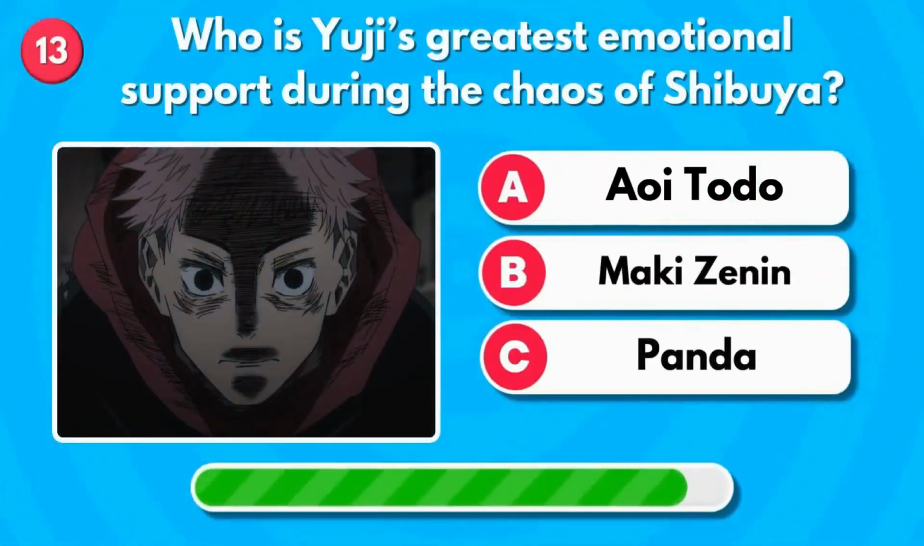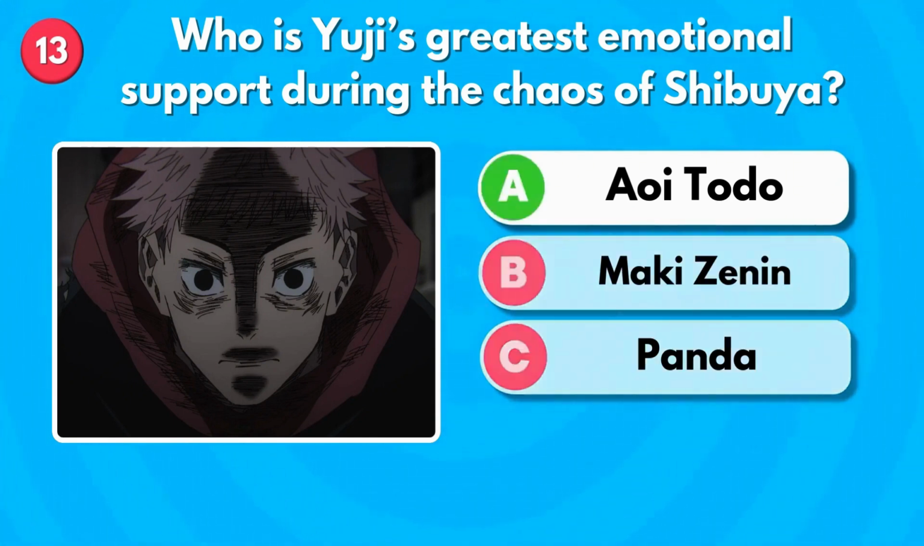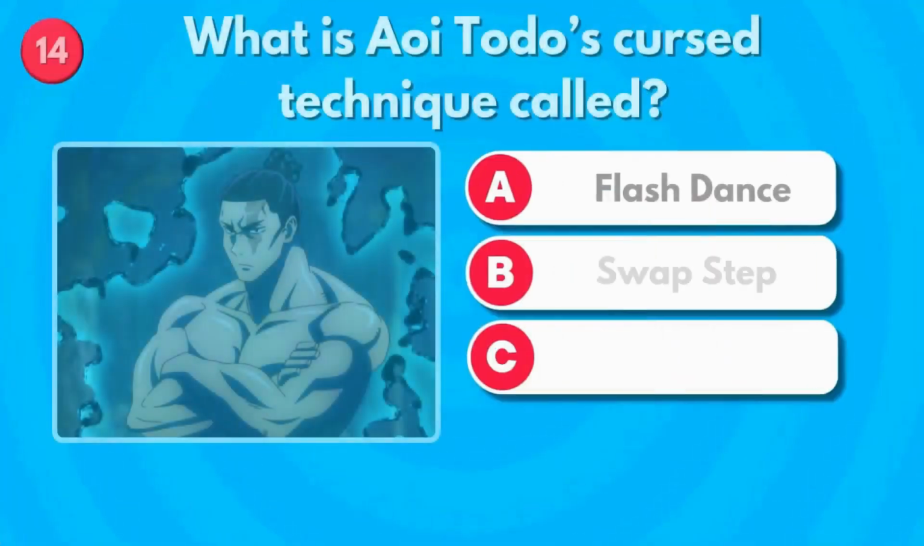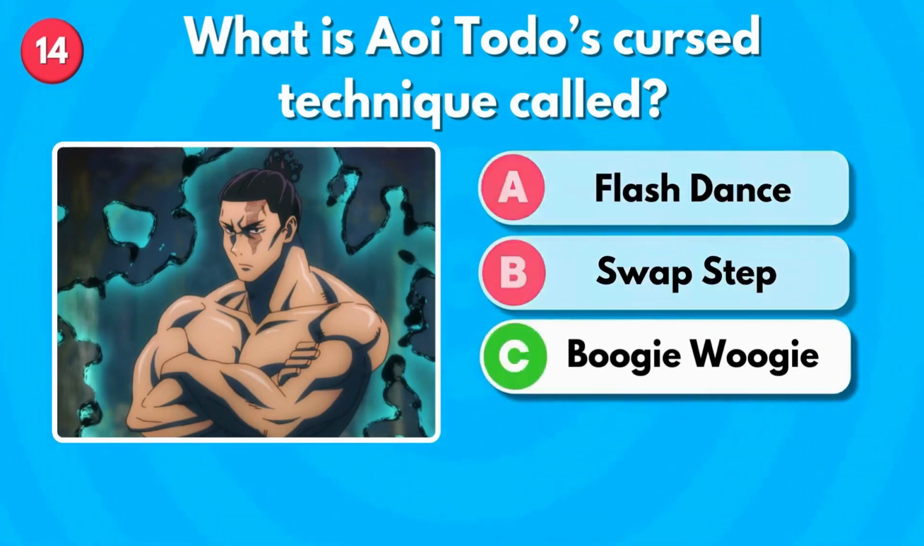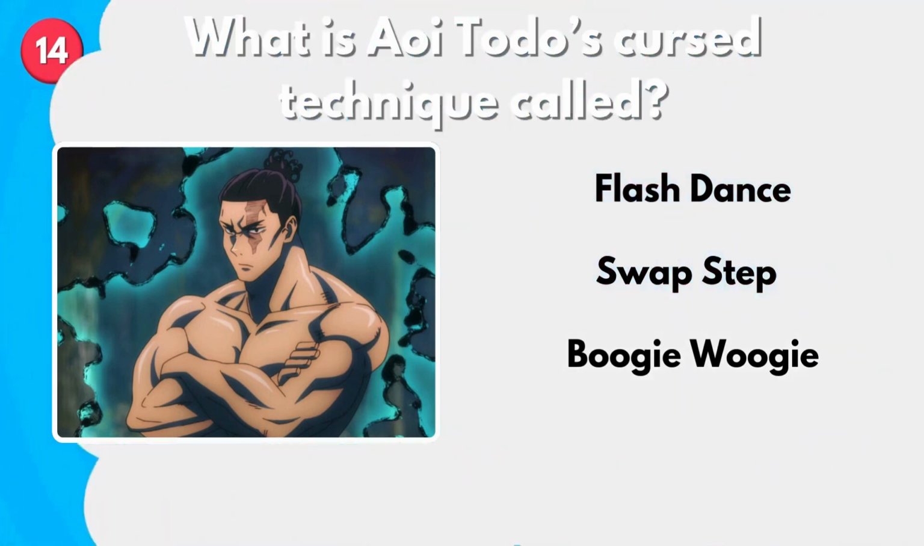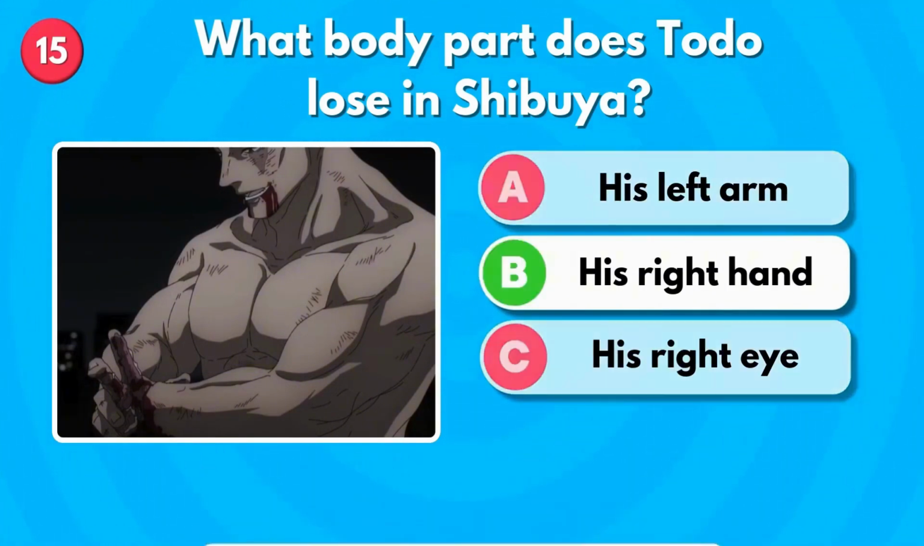Who is Yuji's greatest emotional support during the chaos of Shibuya? Aoi Todo. What is Aoi Todo's curse technique called? Boogie Woogie. What body part does Todo lose in Shibuya? His right hand.